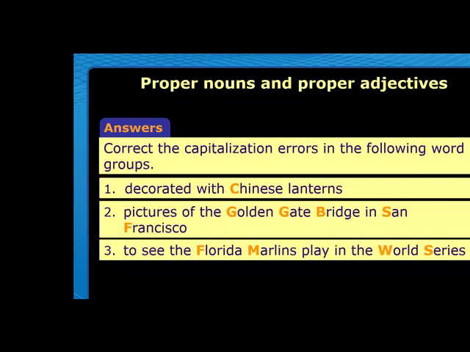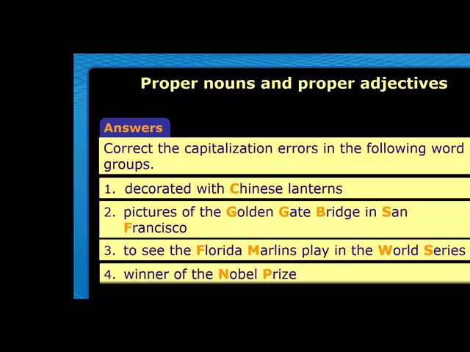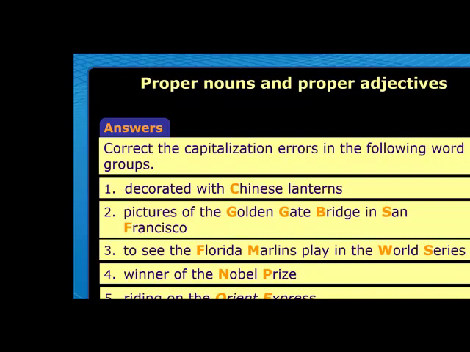World Series. Why would you capitalize the World Series? Because this is the name of a championship league. Nobel Prize, a phrase that should be capitalized. Orient Express, this is the name of a train. And by the way, it's one of the titles of Agatha Christie's novels, like Murder on the Orient Express. Yes.